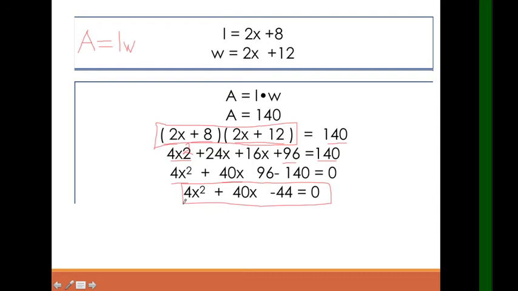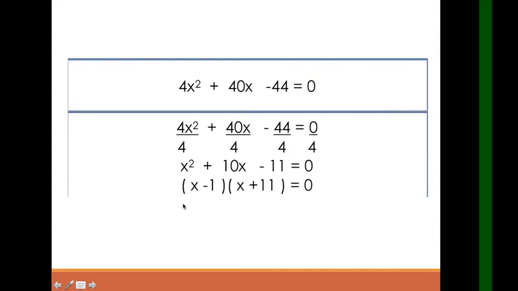After that, we will factor 4x squared plus 40x minus 44. To factor, first, this is our quadratic equation. First we will divide all of this by 4, kasi ito yung nasa unahan niya, no? So, by 4.